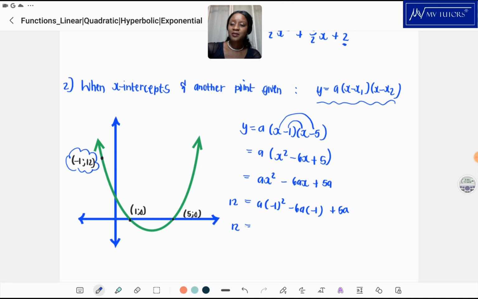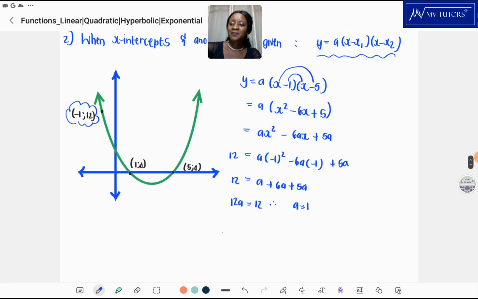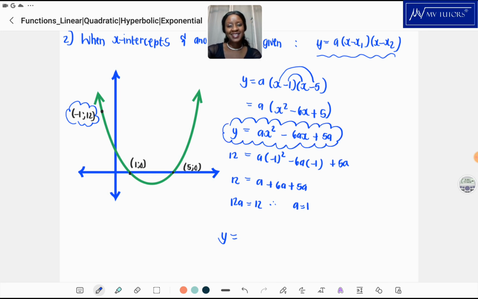So I have 12 is equal to a plus 6a plus 5a. So now I have 12a. 12a is equal to 12, therefore a is equal to 1. Okay, this is a nice and easy one. So when I get the final equation, I will then say y is equal to, remember I'm going to substitute it in this one here, because now I have the value of a. I can then get the equation of the parabola.